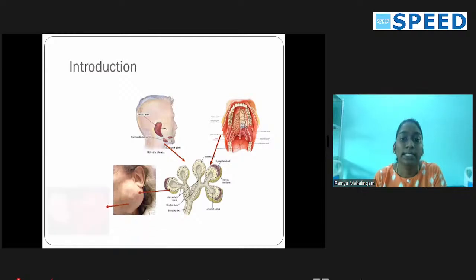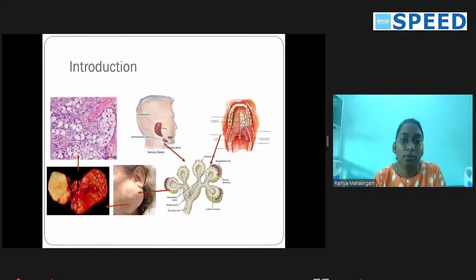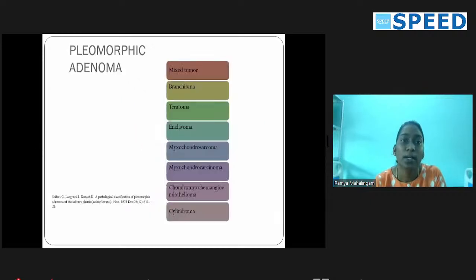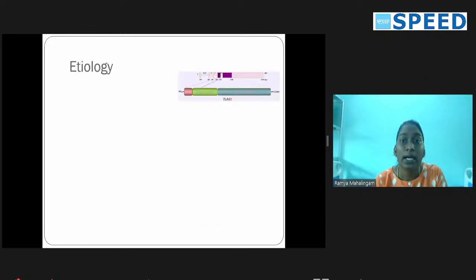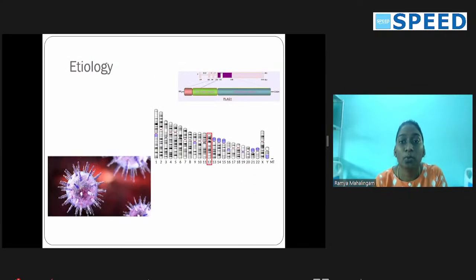So now we will see about pleomorphic adenoma. Pleomorphic adenoma is the next common salivary gland tumor, which is usually seen in the parotid major salivary gland. It is a mixed tumor, and it is called by other names as well. Basically it is because of a mutation in the gene called PLAG1. Because of this mutation, the salivary glands will develop a benign tumor-like condition.